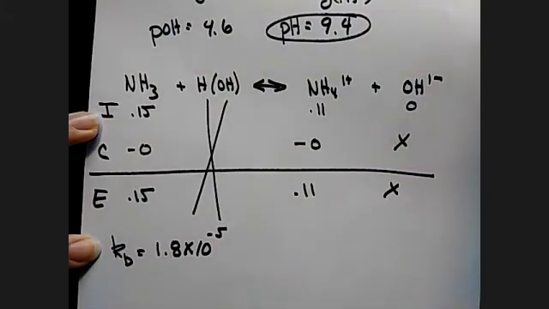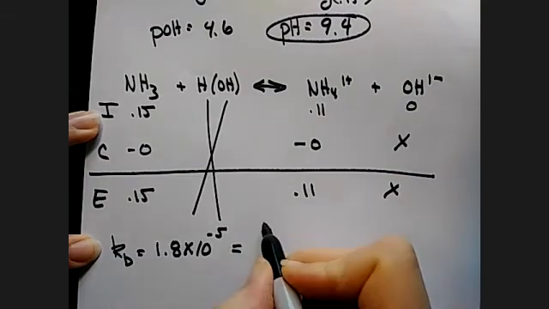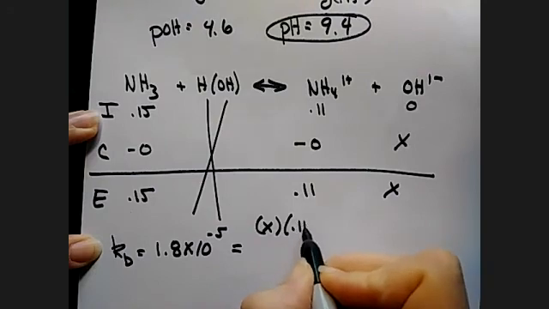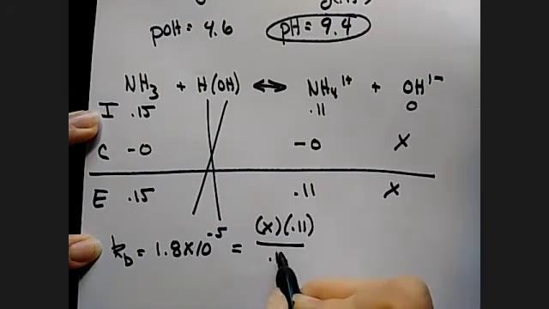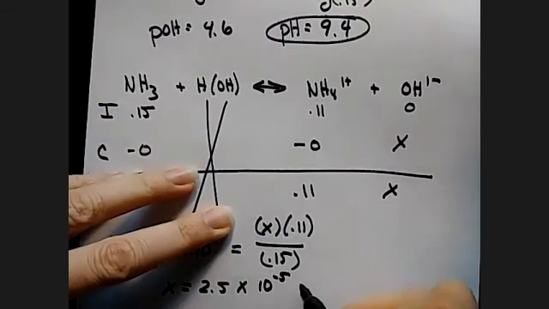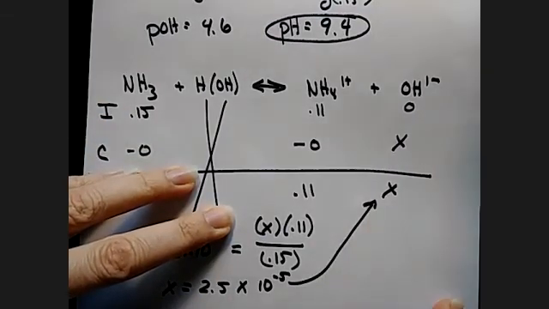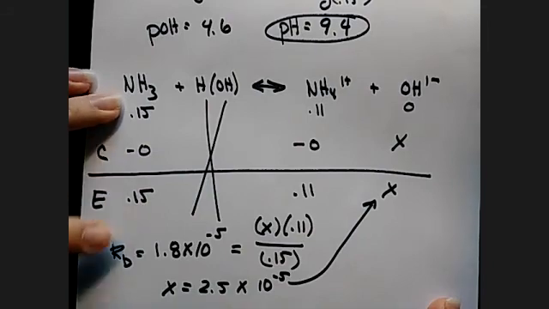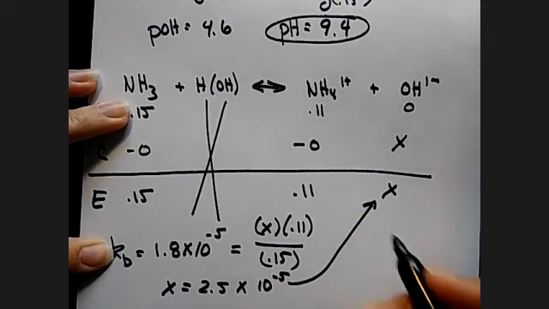Now, luckily, mathematically, this is going to be a pretty easy problem to solve. So this is going to equal X times 0.11 divided by 0.15. And let's find our X value. I actually calculate that it should be about 2.5 times 10 to the negative fifth. That represents the concentration of the hydroxide. So if you negative log that, you get the pOH.